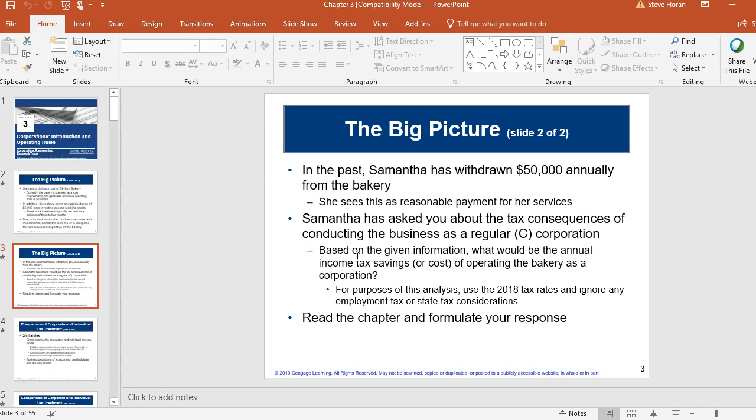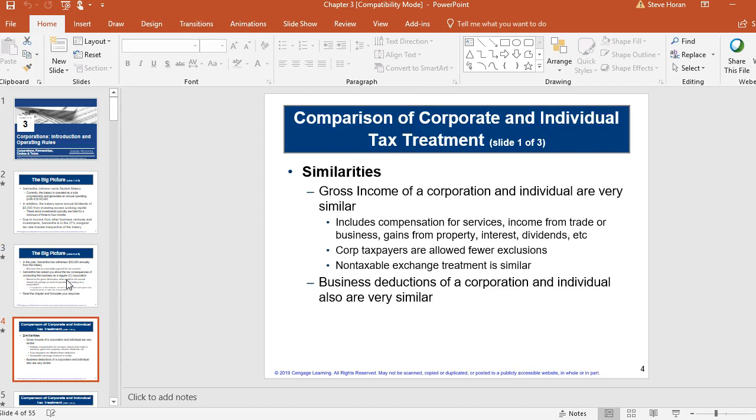And so what would then be the annual savings if she switches over to a C Corp, where, of course, the business form is now taxable? And it says here to look at the 2018 rates. And then we're going to ignore employment tax or state tax. So we're just going to focus purely on the federal tax level for C Corps for Samantha and her bakery. Okay, so that'll be the big picture item that they'll have us walk through throughout the chapter.